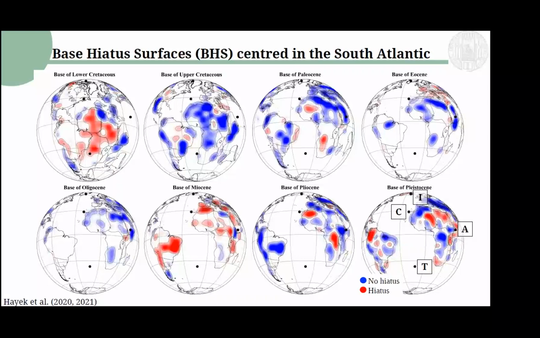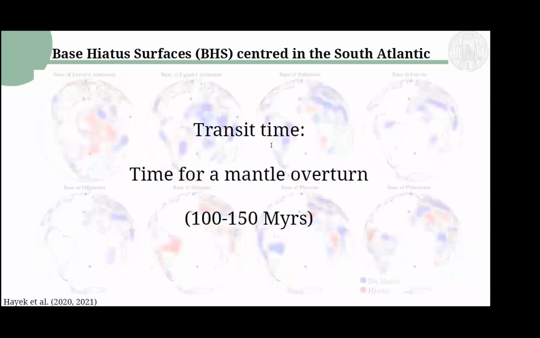They are, in this case, centered in the South Atlantic. We have 8 time windows separated in the geological time series. We chose the base of the Lower Cretaceous as our oldest time step because it corresponds to 1 transit time of the Earth's mantle. Transit time is the time for a mantle overturn, and it's around 100 to 150 million years. So it's a geodynamically relevant time scale.